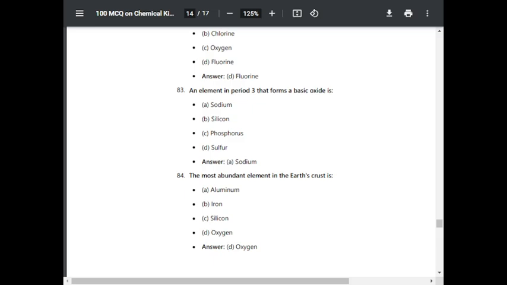Question number 84. The most abundant element in the earth's crust is: option A, aluminum; option B, iron; option C, silicon; option D, oxygen. The correct answer is oxygen. The most abundant element in the earth's crust is oxygen. Option D is correct.